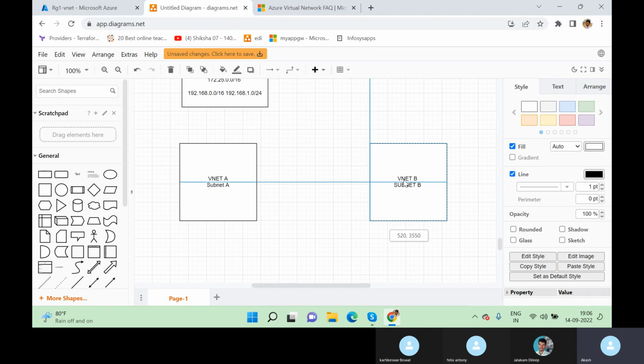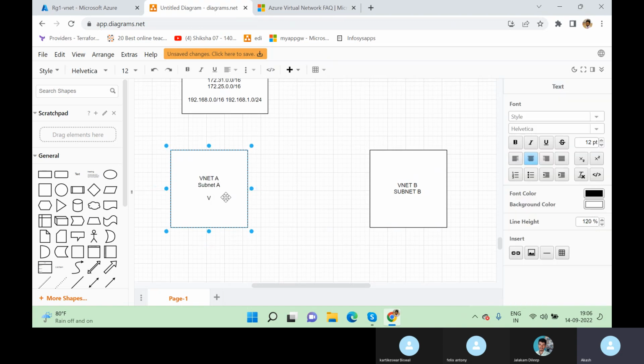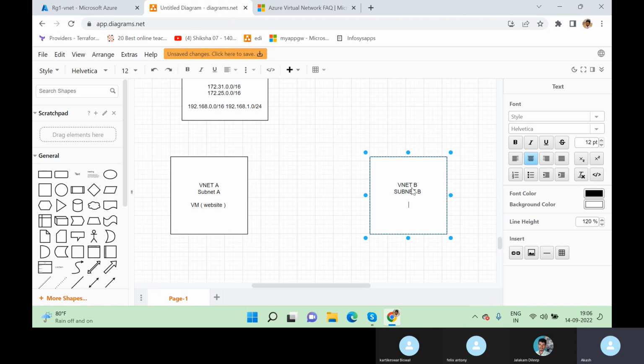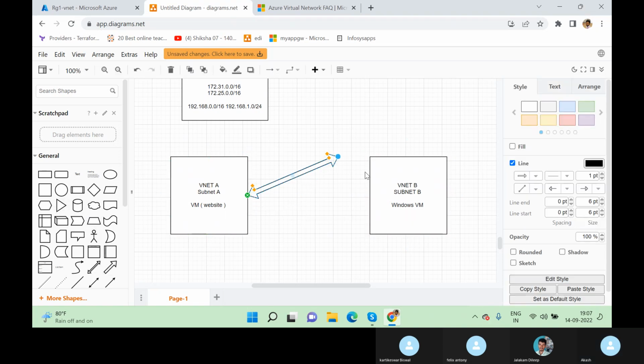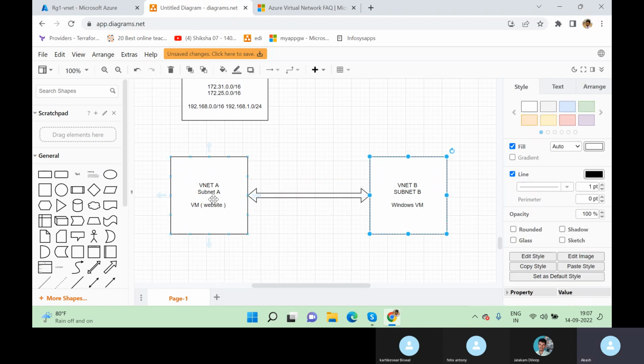What you are going to do here is, you're not going to just try an RDP connection. What I want you guys to do is, on this particular VNet, create a VM which is a website. I want you guys to create a website, and here this is a Windows VM. Here also create a Windows VM, just a standalone Windows virtual machine. And create a peering connection between these two, VNet A and VNet B.